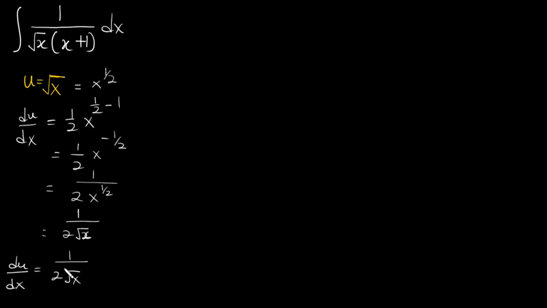At this point you would like to make dx the subject. If you do this, you're going to have dx equal to 2 root x du. But don't forget we said root x should be equal to u, so you can bring that here again. So you're going to have dx equal to 2u du. This is what you're going to have.